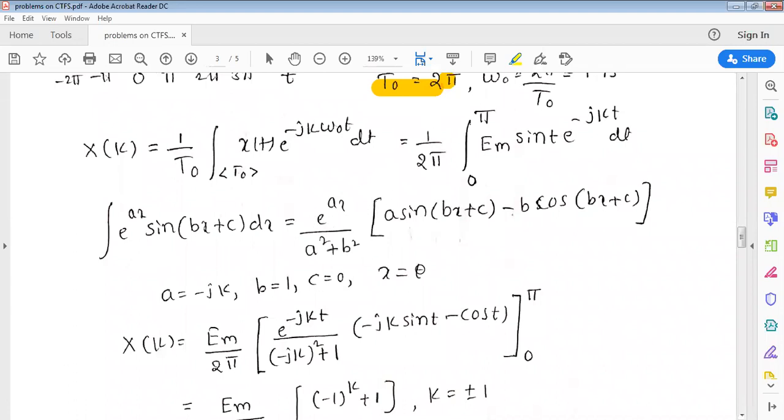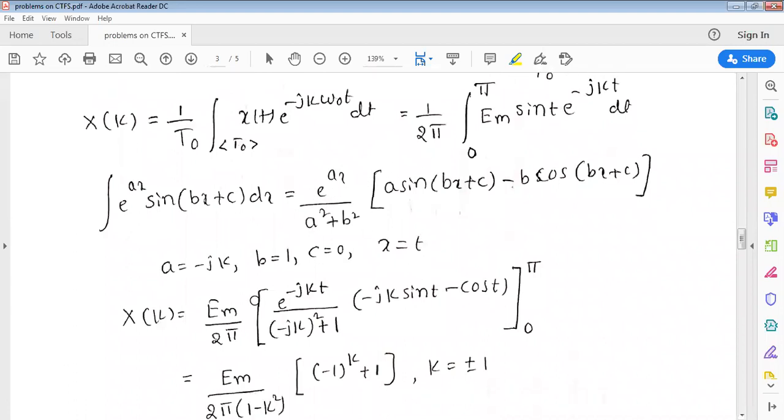So it will become Em by 2π. Em is a magnitude. Divided by a², which is j²k², so Em by 2π I'll take outside. Let us apply this formula. e^(ax), a is −jk, x is t, so e^(−jkt), divided by a², which is −j²k² plus b² which is 1. a is −jk into sin(bt + c) with c equal to 0, minus b, which is 1, into cos(bt), that is I have written 1 into cos t.